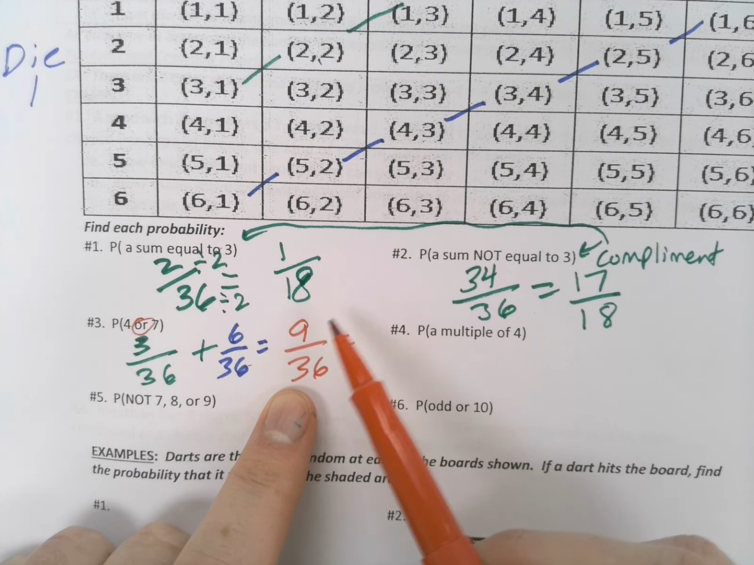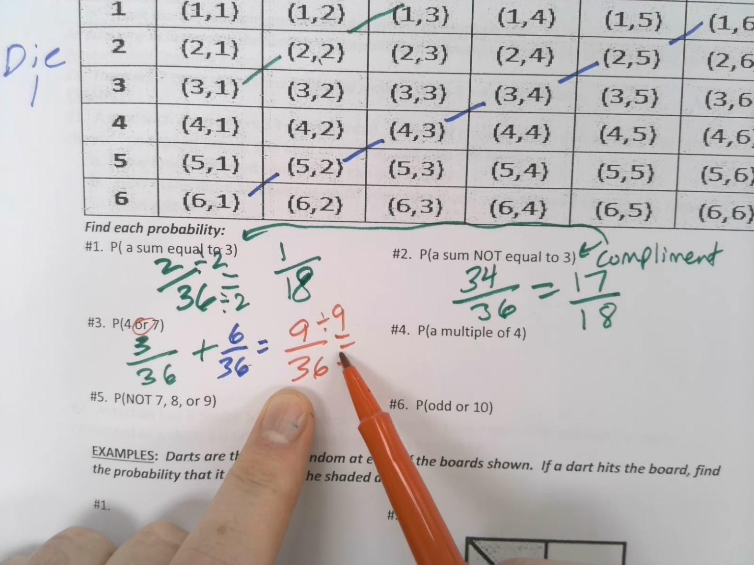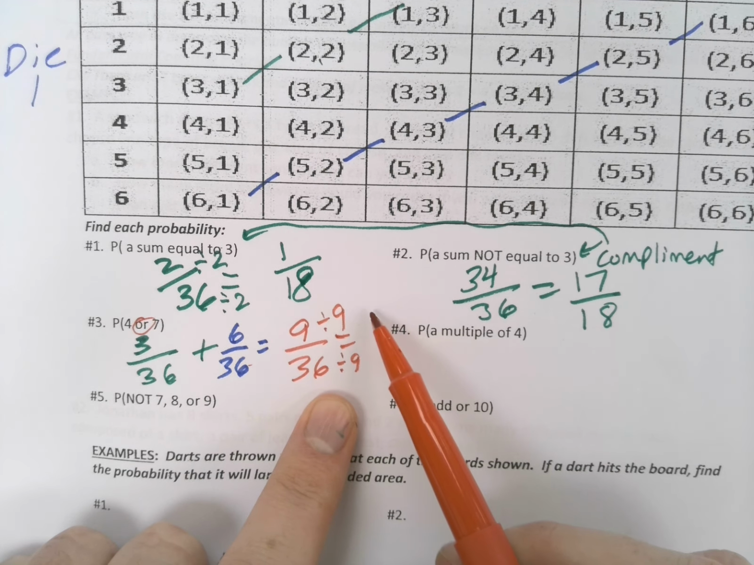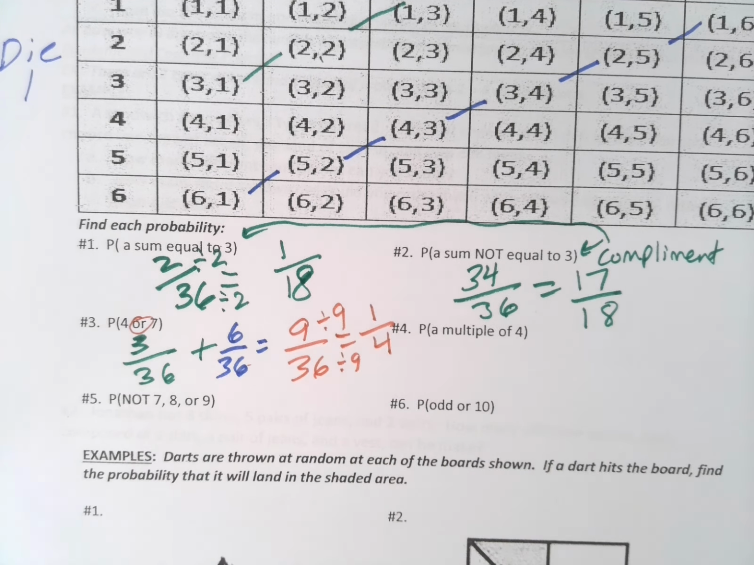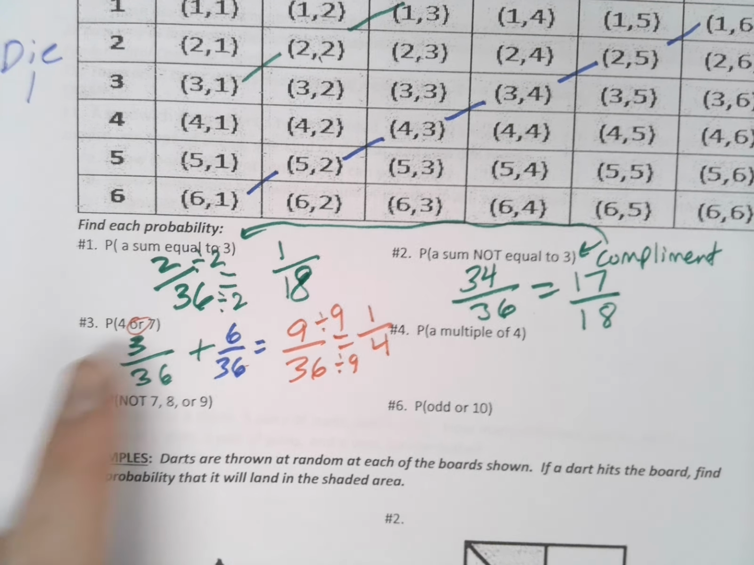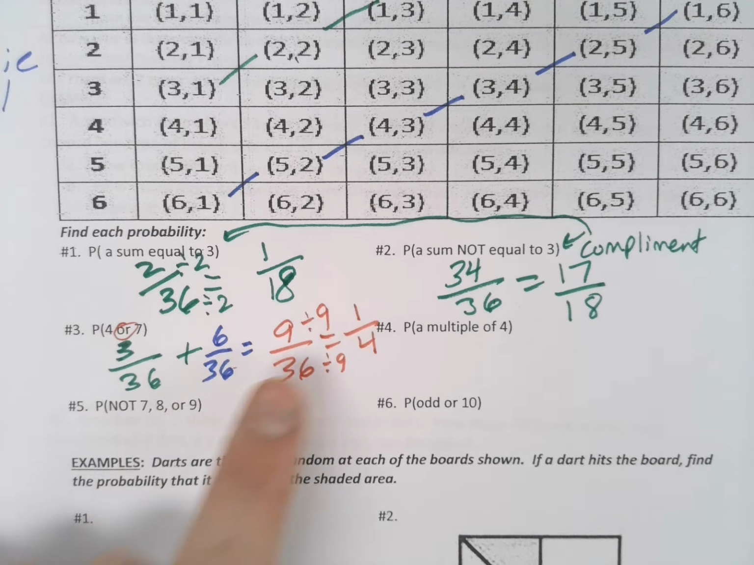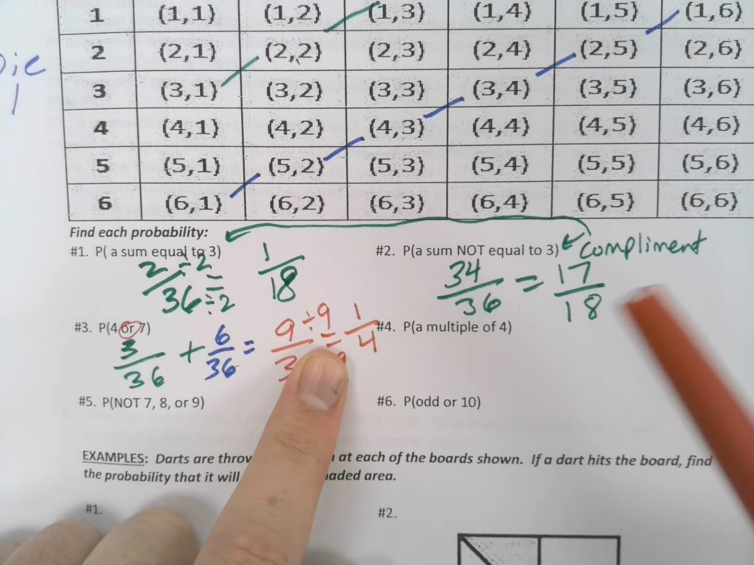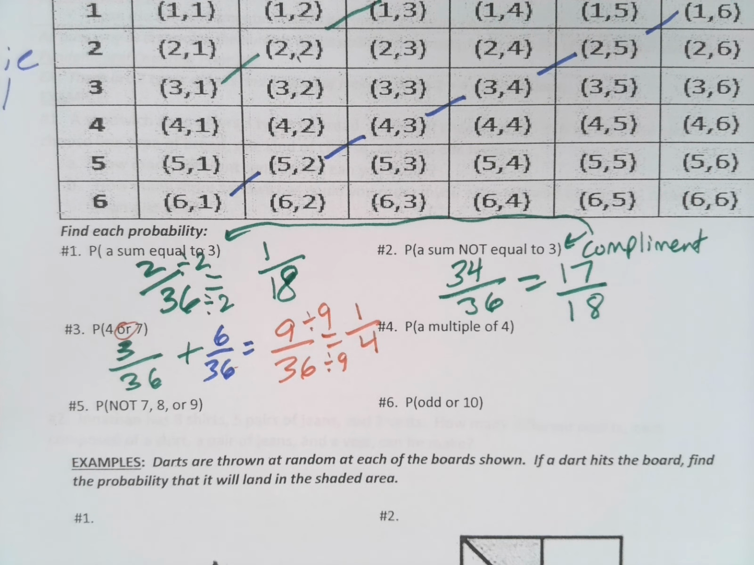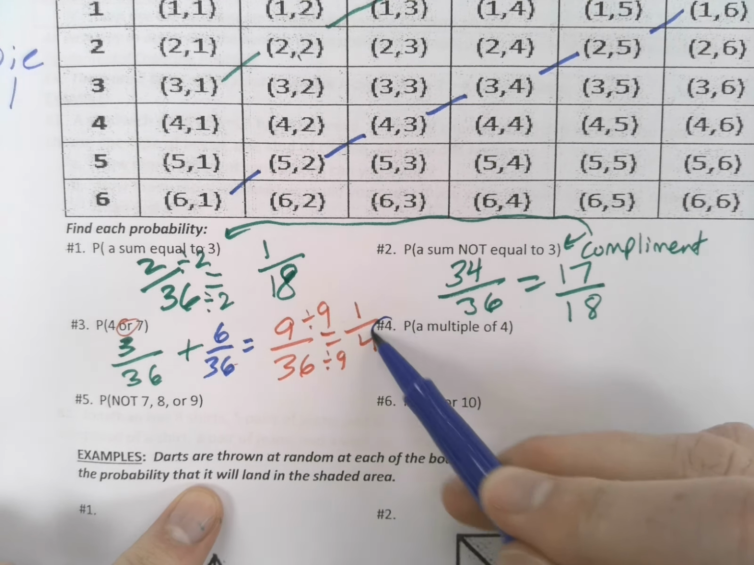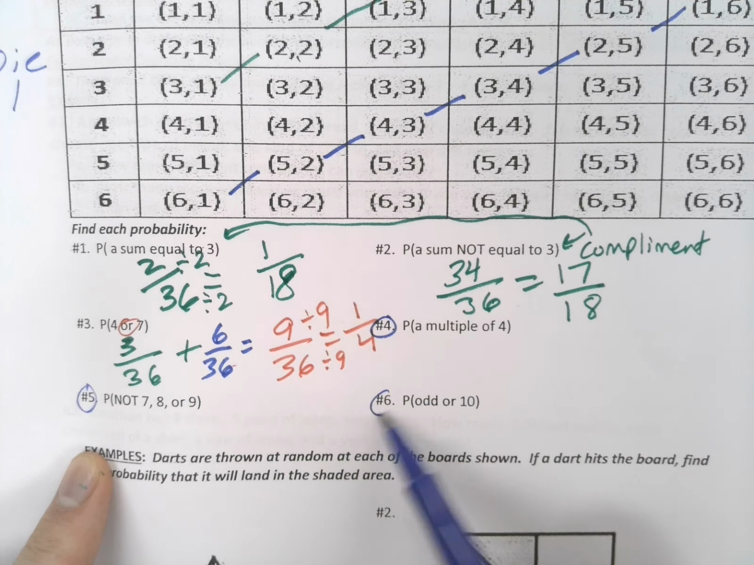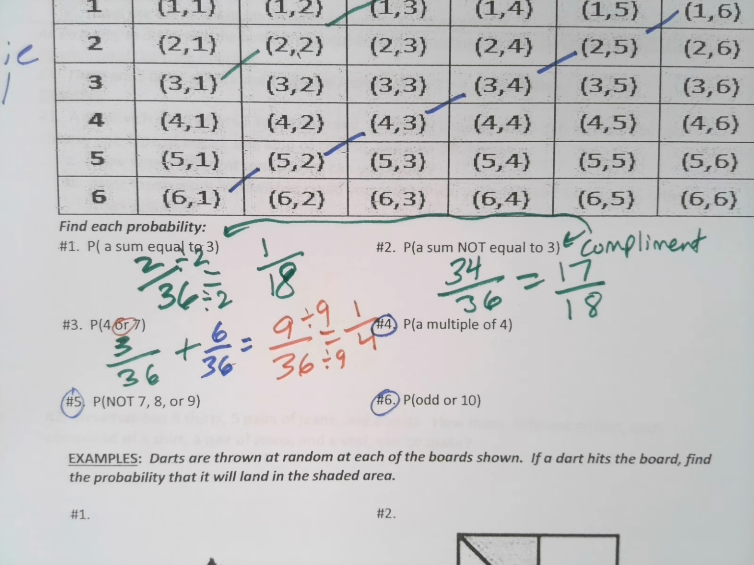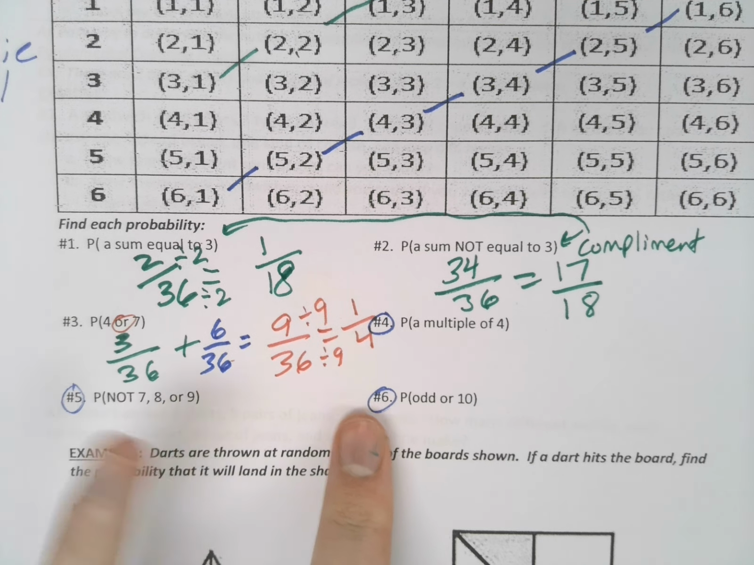And last time I checked, 9 goes into 9, and 9 most definitely goes into 36. We got a 1 in 4 chance, 25% chance of rolling either a 4 or a 7. That's a lot better odds than number 1, but not nearly as good of odds as number 2. So I'm going to let you guys see what you can do with 4, 5, and 6. Be extra careful on 5 and 6, guys.